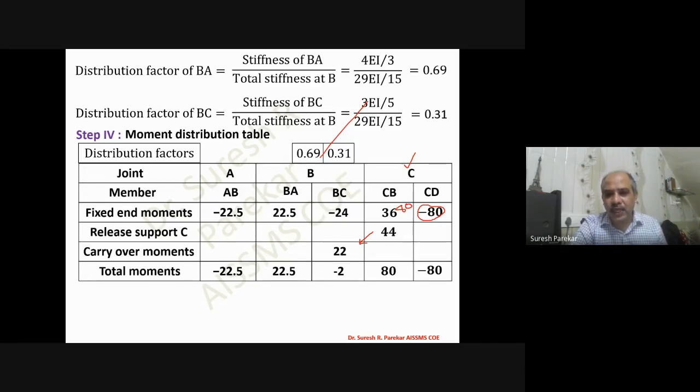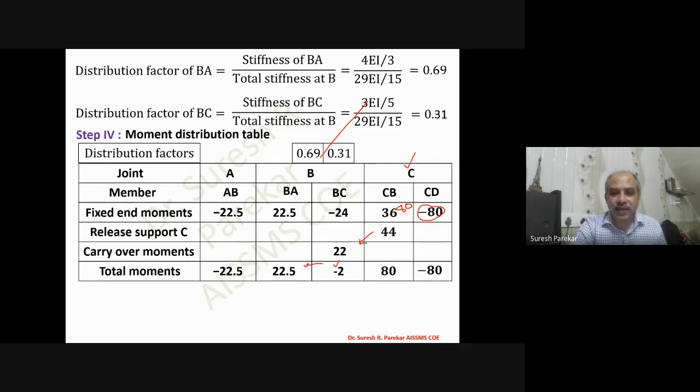If you do not have distribution over there, as in the first problem you have seen, after release we have carryover moments, and then we have final moments, because we do not have any moment to distribute. But here we have to distribute, because my value of BA and value of BC should be equal in magnitude and opposite in direction, which we do not have over there. So I have to first release it. Sorry, not release it. I have to distribute it until I get BA equal to BC.